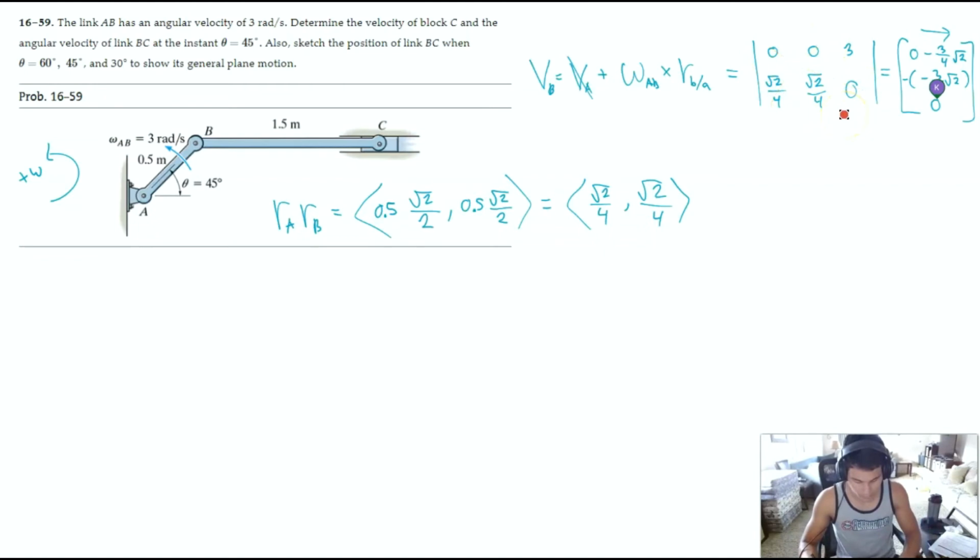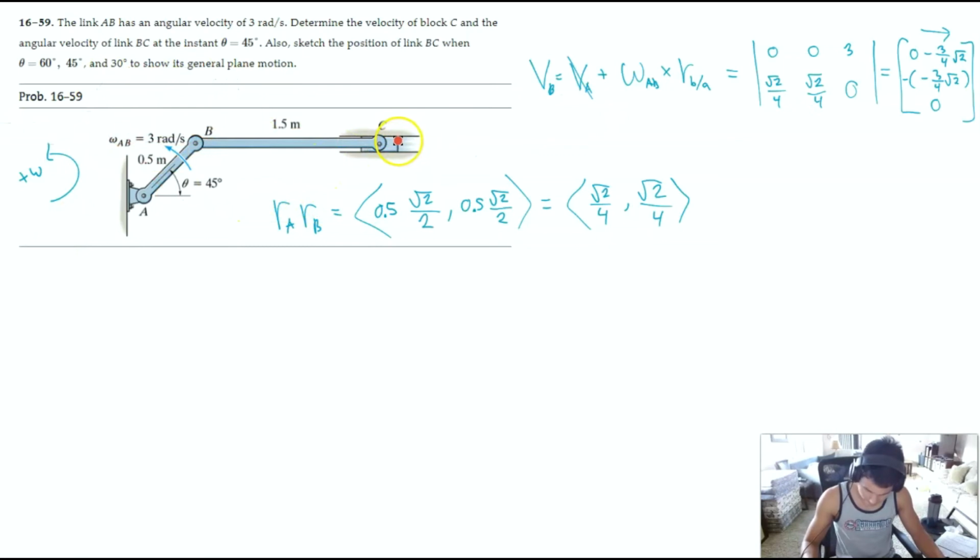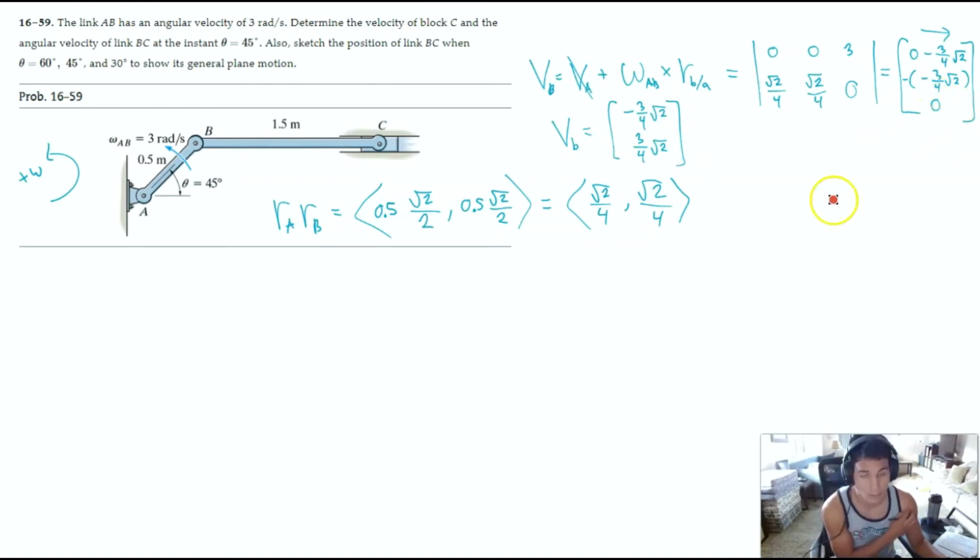Which makes sense, right? VB can't move in the K direction. It can't come at us. It's stuck moving this way only. It can't come at you. So we know that VB is equal to, it's going to be this vector, which I'll clean up, negative 3 over 4 square root 2. And then this one will be 3 over 4 square root 2. Okay. So that's good to know.